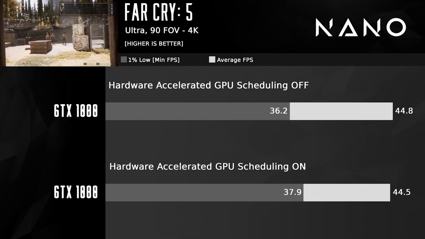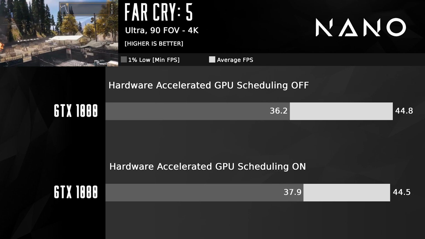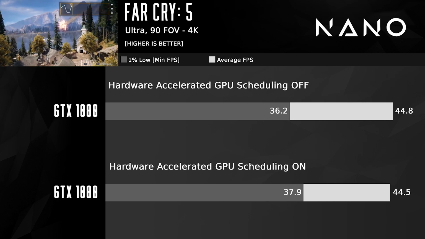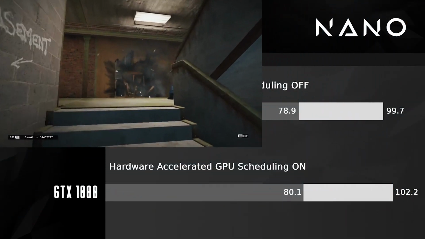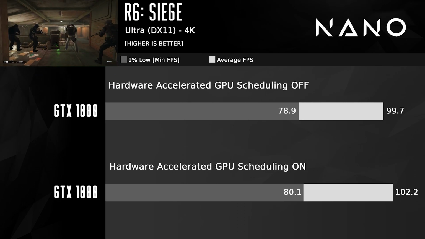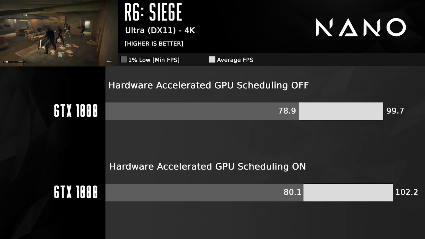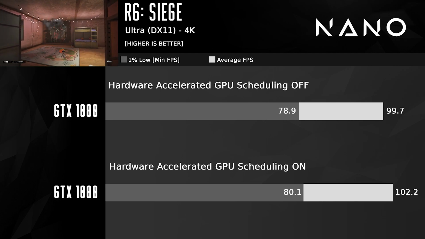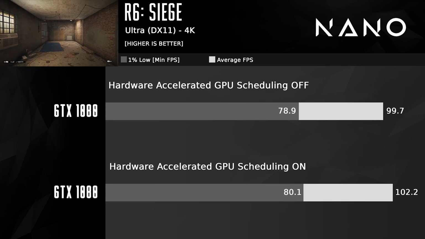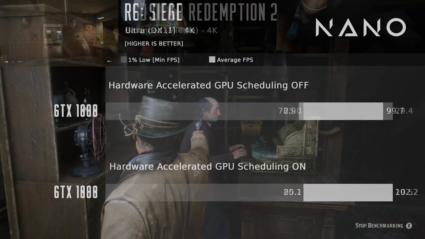In Far Cry 5, the story was again very similar to the previous titles, but a little bit more like Doom Eternal, with the 1% lows faring 1 frame or so better than when it was turned off. In Rainbow Six Siege, both the average FPS and the 1% lows benefited from hardware accelerated GPU scheduling being turned on, with a 2 to 3% increase in performance. This was probably the largest margin out of all the tests that we had, and really, it's so minuscule that I don't really think it's anything to write home about.